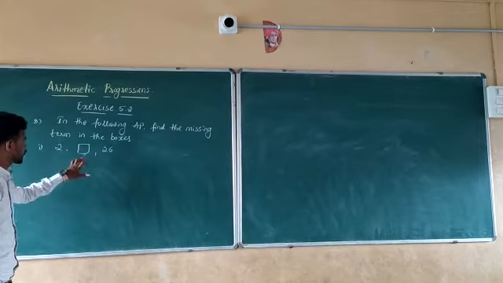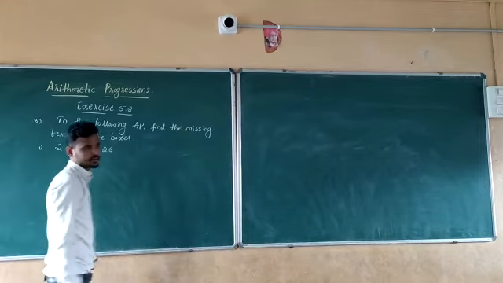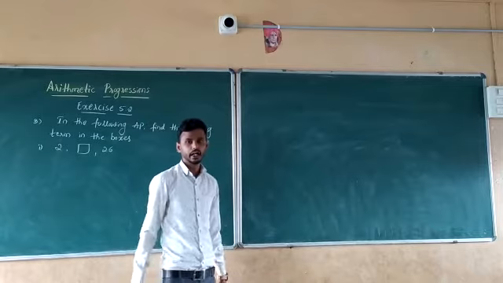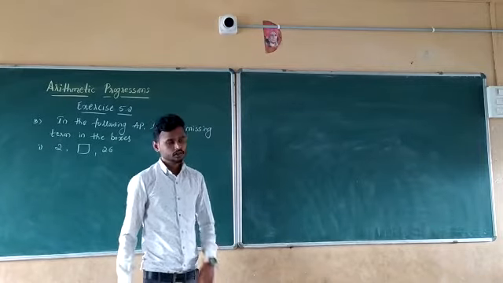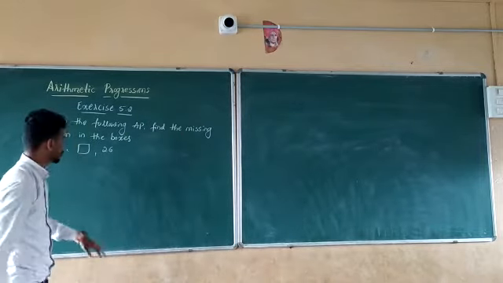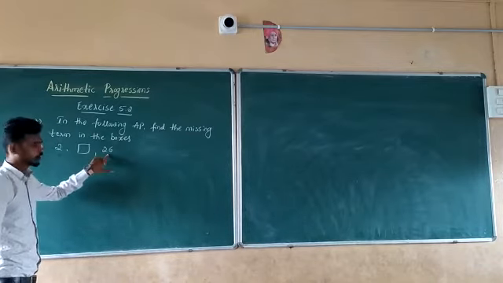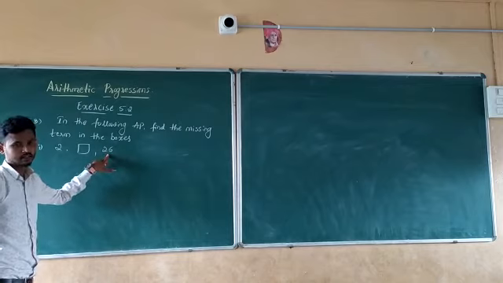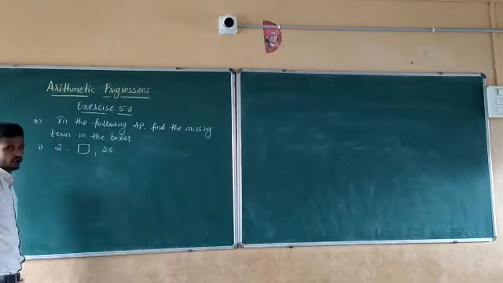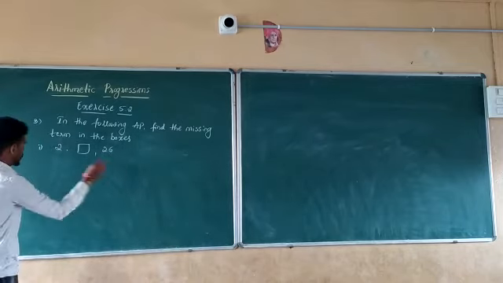So here this empty box is at the place of the second term. We need to find that A2. So how do we find that now? They are given the first term 2 and the third term 26. So by using those two, you need to find the second term. So let us see how.